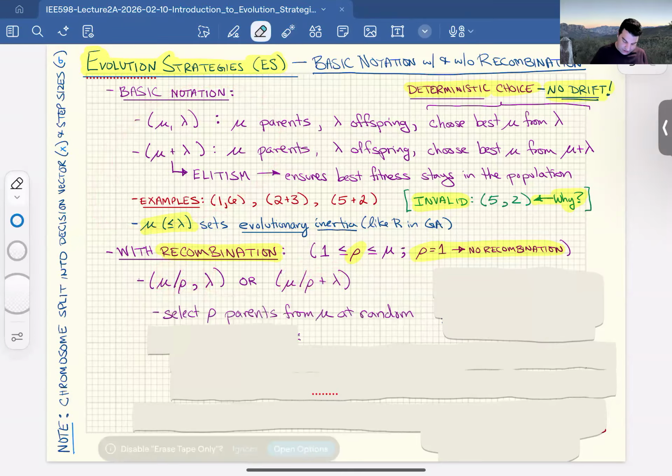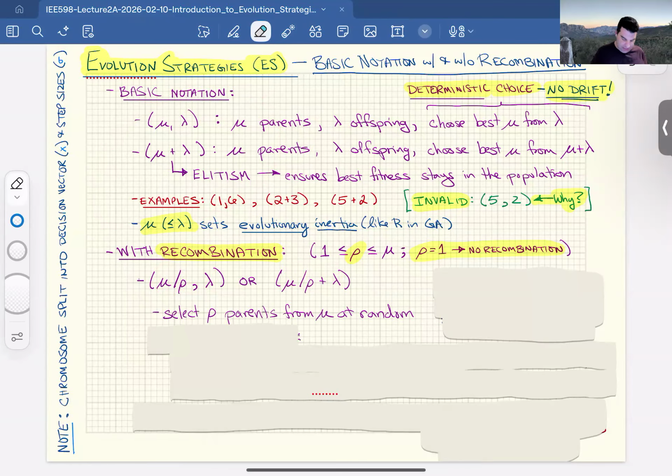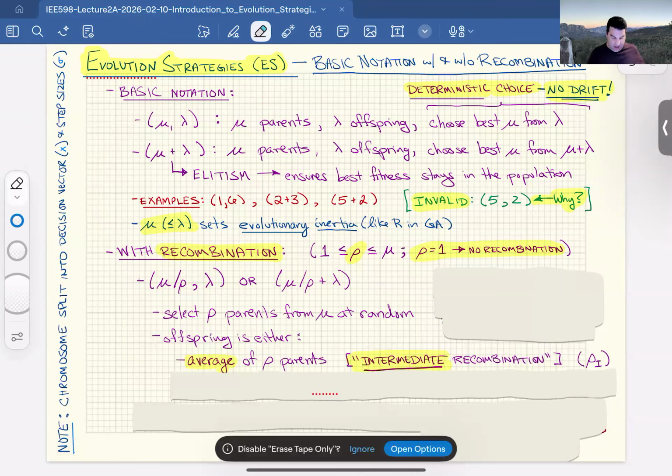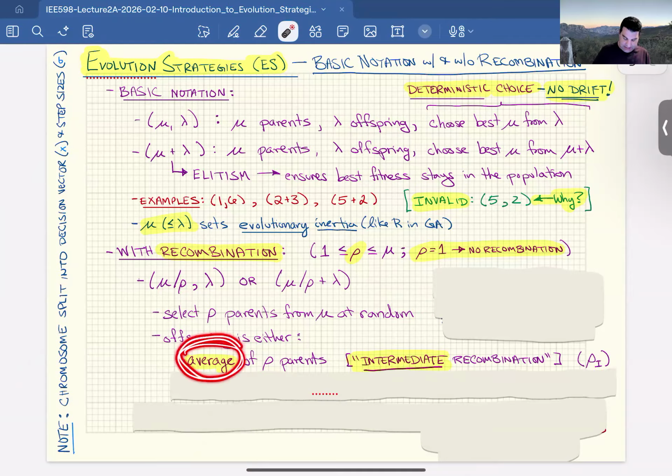And the way recombination works is that you select rho parents from the mu total parents at random. And then from there, the offspring can either be, if you're using intermediate recombination, and usually an author who is publishing results in this will say what type of recombination they're using, or they'll indicate it with a capital I subscript on the rho. So it might be like 3 capital I, like that. And so in intermediate recombination, you're taking the average. So you're just taking an equal weighted average of the rho parents.